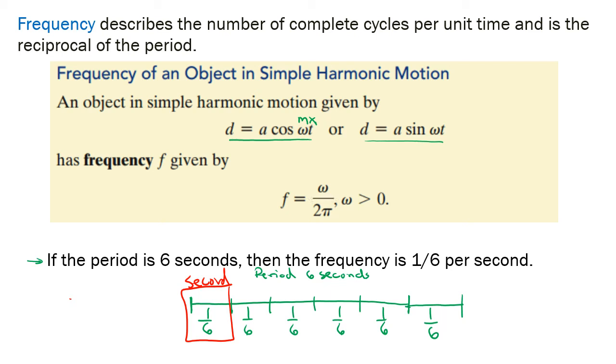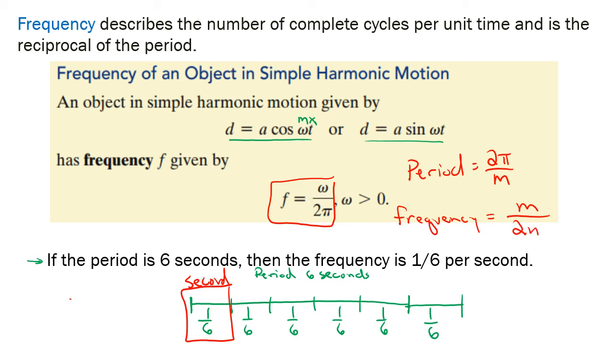Now there's a formula for it, which is very nice. It's up here. It is the reciprocal of the period. So if our period is 2 pi over m, once again, we've been using m instead of w, the frequency is just taking that and flipping it. So it's m over 2 pi. That's all.